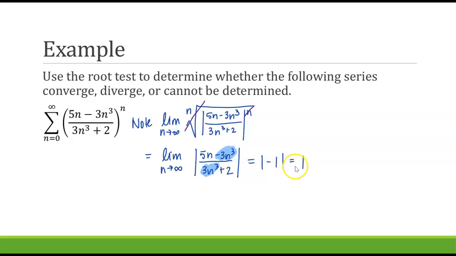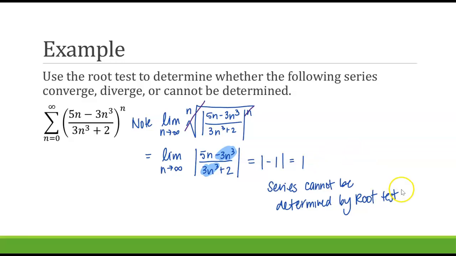So we applied the root test and we got out exactly 1. And what that means is, by the root test anyways, this series cannot be determined. So here I'm going to put the series cannot be determined by the root test. So that means we're going to eventually learn a strategy for determining whether or not this series converges or diverges, but this is not the test that would work. It's a good try, it's what we should think about doing because of the nth power, but we get an inconclusive result.